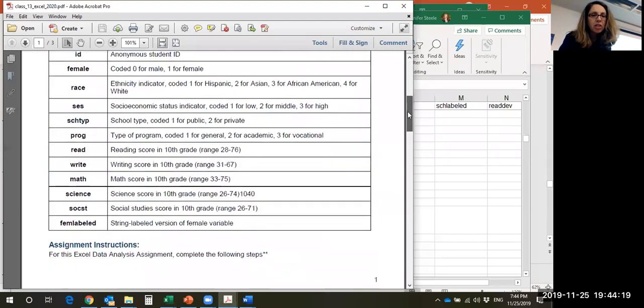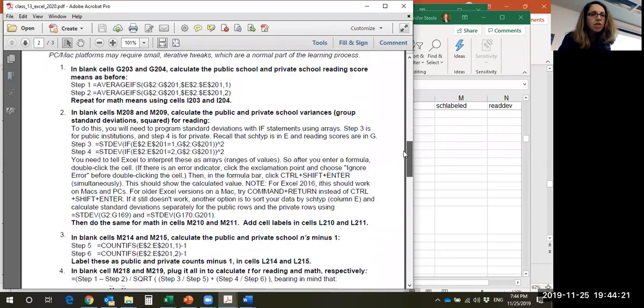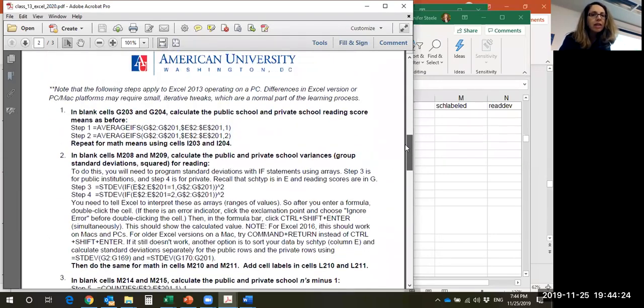for topic 13, it tells you the first thing to do is to calculate the mean public and private school reading scores, just as you did before. If you haven't done that, or if you need to redo it, step one takes you through doing the public and private school averages, the conditional means.